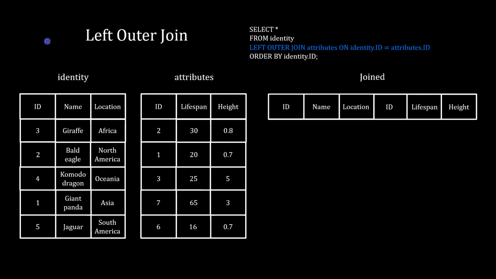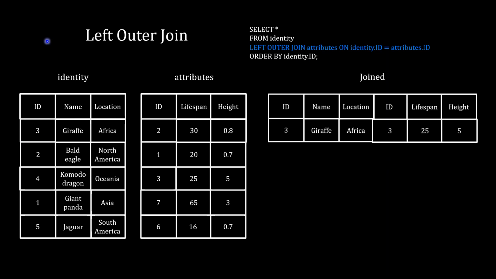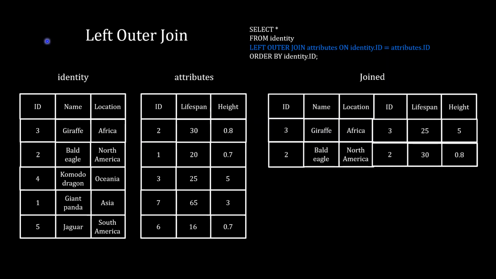So we're going to be returning all of the records from the left table no matter what. So let's see how that would go about. So first of all, we're going to be looking and seeing if the ID number 3 matches with any of the other IDs in the attributes table, and as we can see indicated by the blue, there is a match. So we're going to be moving all of the records from both the identity and attributes table, and we're going to be combining those two records into one for this join, and that is very similar to the inner join. We're going to be moving down the identity table, and we can see that the ID number 2 does indeed match, so we're going to be combining those two records.